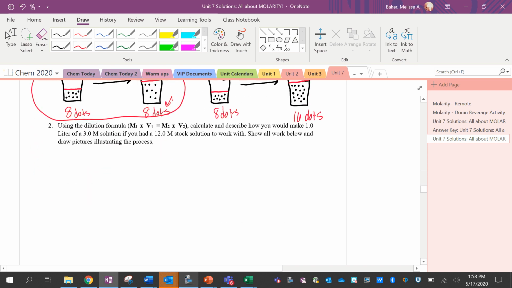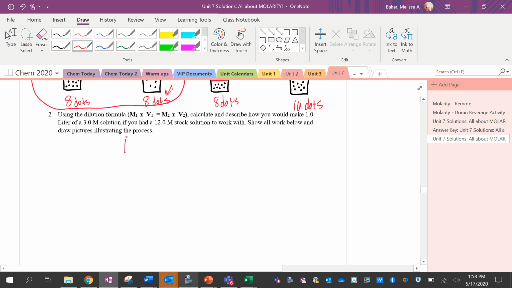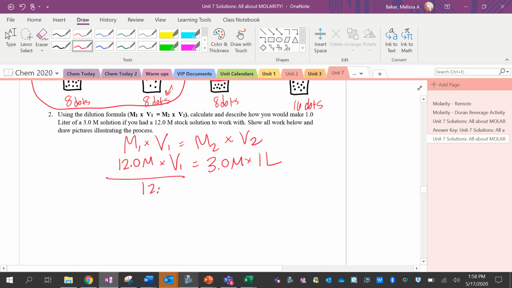Okay, and let's do our last question here. It says we've got to make 1 liter of a 3 molar solution. We've got a 12 molar stock solution to work with. So we know that this is our most concentrated solution, and we don't know V1. But we do know we want to make a 3 molar solution, and we want to make 1 liter of it. So we're going to divide both sides by 12. And V1 is going to come out to be 0.025 liters.